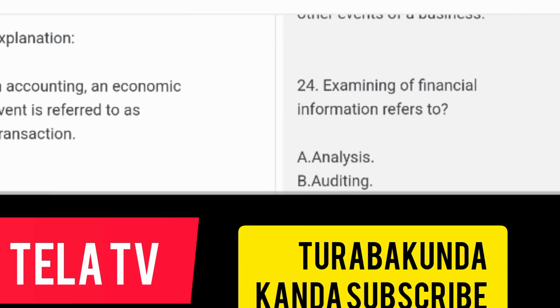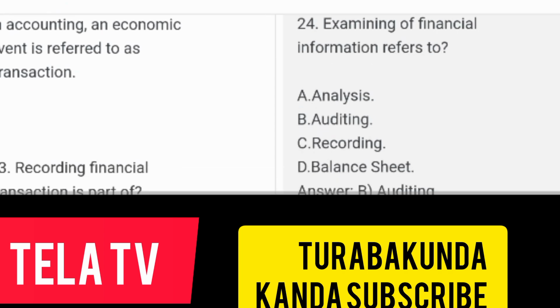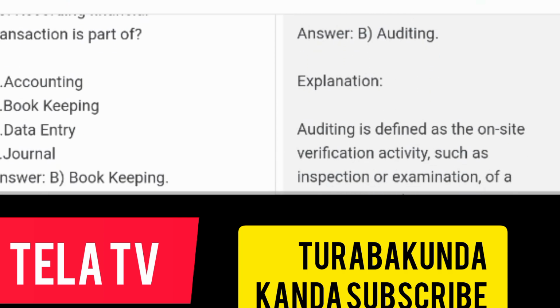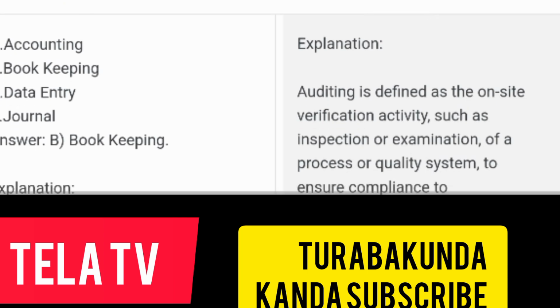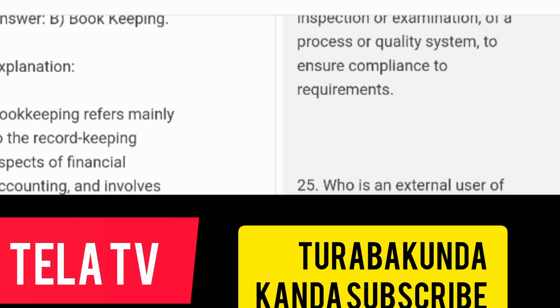24. Examining of financial information refers to A. Analysis. B. Auditing. C. Recording. D. Balance sheet. Answer. B. Auditing. Explanation. Auditing is defined as the on-site verification activity, such as inspection or examination, of a process or quality system, to ensure compliance to requirements.